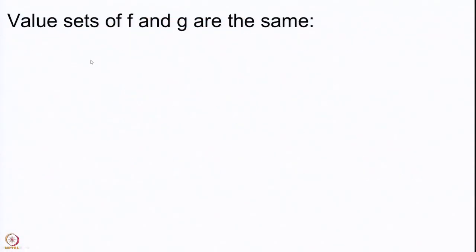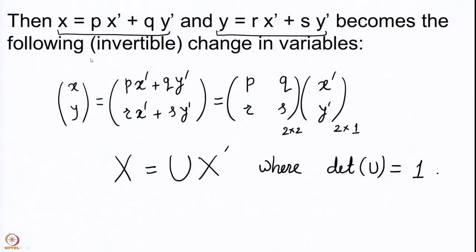So we initially applied our form F to x. Now we are writing x as u into x prime. So we are going to get a new form, and let's see how that new form looks like. Before we go further, let me also tell you why this change of variables is invertible. This is precisely because the determinant of the matrix U is 1.